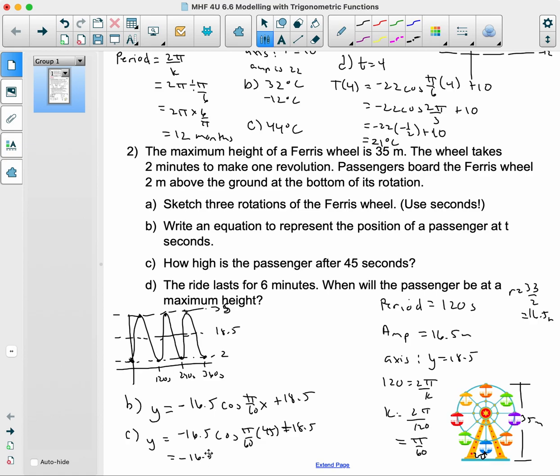So I can do that. Goes 3 pi over 4 plus 18.5. And then back to those special triangles. That's 3 pi by 4. Cos is negative in the second quadrant. So it's negative 1 over root 2. Up we go.